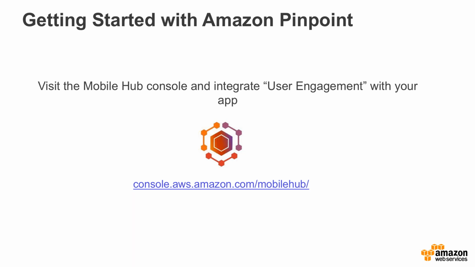Getting started with Amazon Pinpoint is really easy. The first option is to use AWS Mobile Hub, which will guide you through the process to integrate the AWS Mobile SDK with your app. Once you've done that, you define your target segments, your campaign message, and specify the delivery schedule.